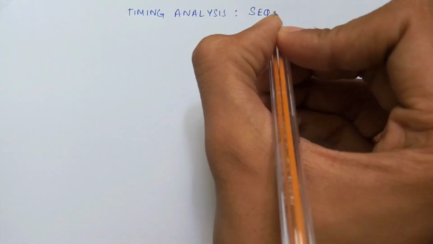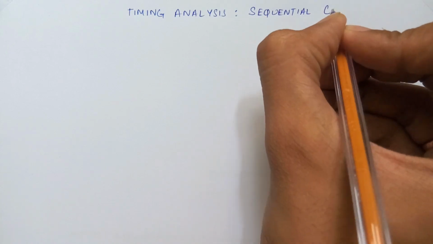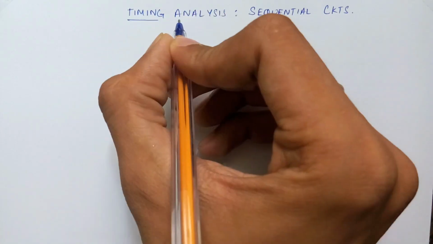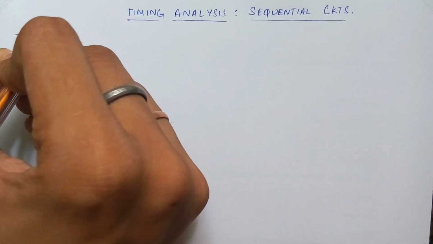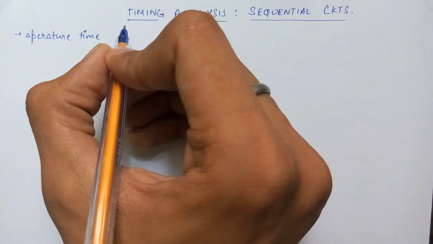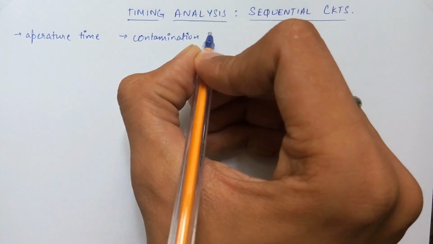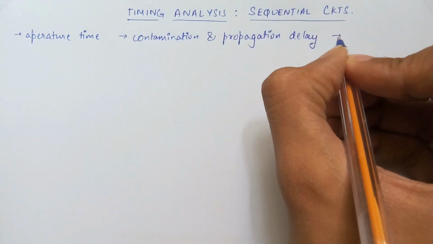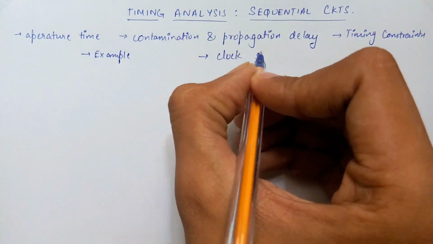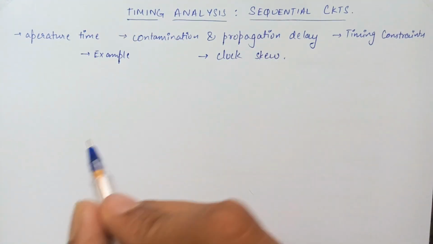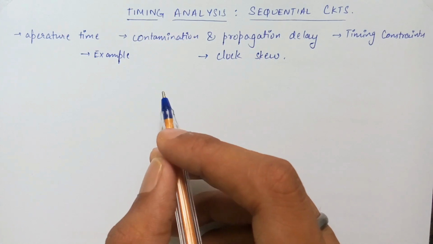This is part 2 of the series on timing analysis. In this video, we will look at timing analysis of synchronous sequential circuits. We will look at aperture time, clock to output contamination delay and propagation delay, setup time and hold time constraints, example, and clock skew.